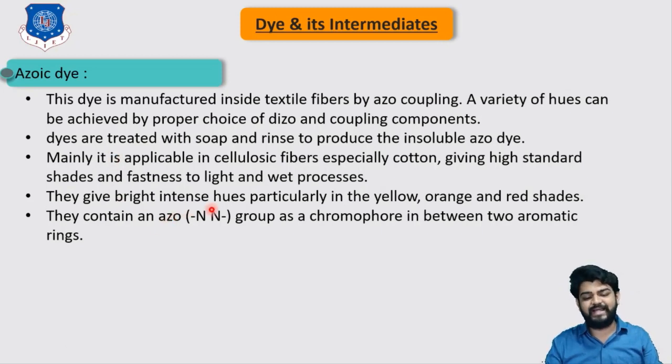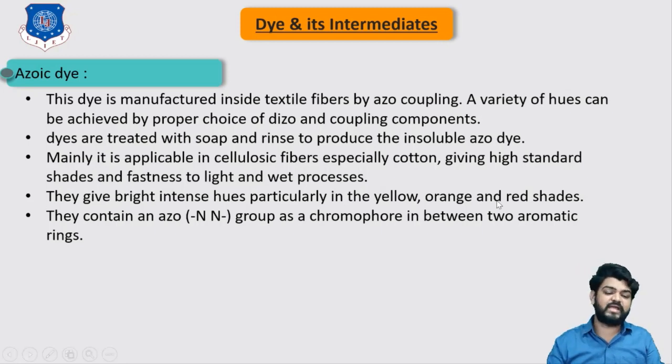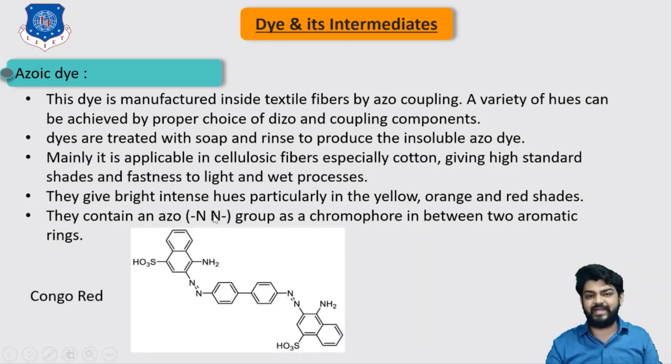They give very bright and intense, particularly yellow, orange and red shades. So to give yellow, orange and red shades, this kind of dye is largely used at an industrial level. They contain an azo group, that is N double bond N, which is referred to as the chromophore, in between two organic rings. So the azo group acts as the chromophore between two organic rings.